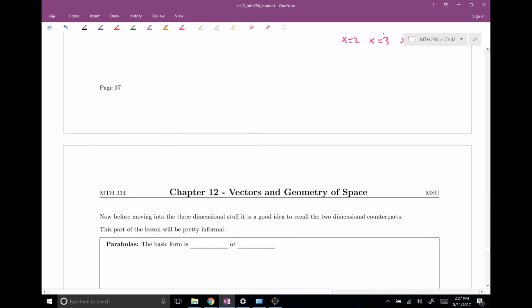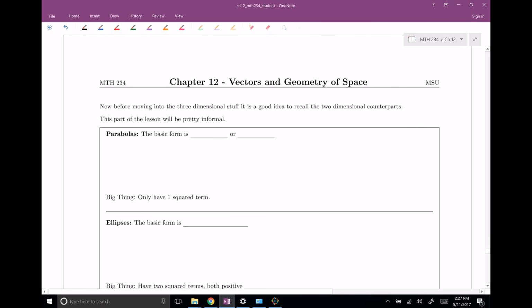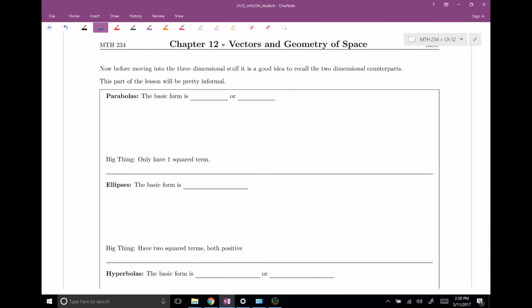Okay. Next up, before we move into the three-dimensional stuff, let's recall a little bit about the two-dimensional stuff. So I'm bringing up the analogies, the quadratic stuff, but for two dimensions. The first friend, the one that we all probably love, is the parabola. And it has two forms, either y equals x squared or x equals y squared. We probably like this one less, but it's okay. So these are the basic forms.